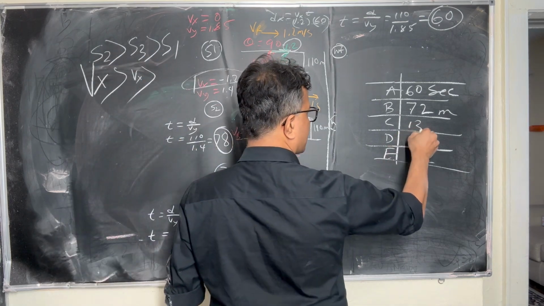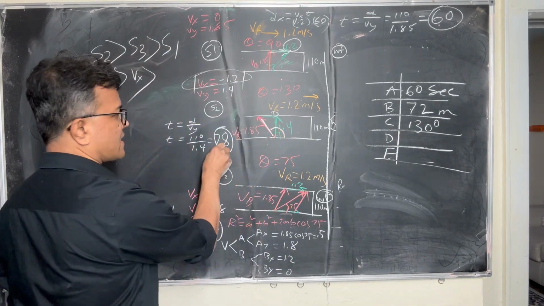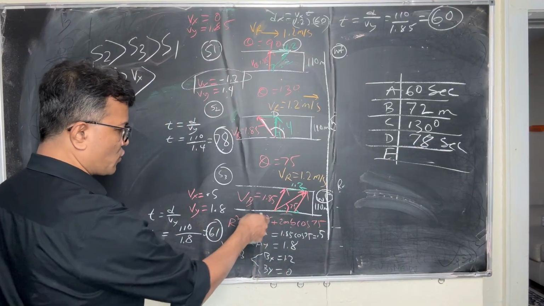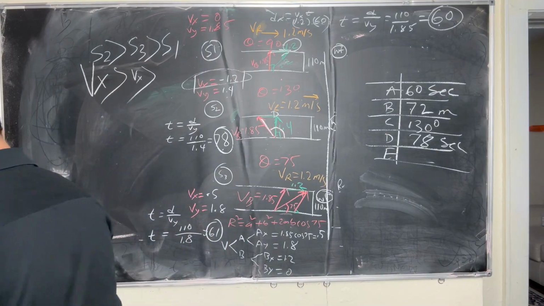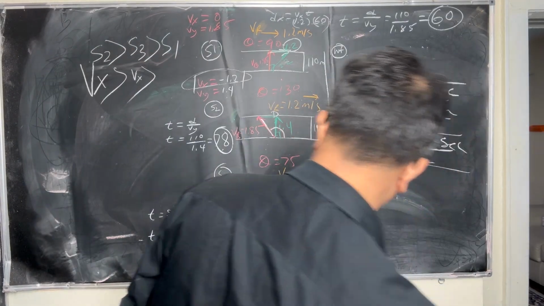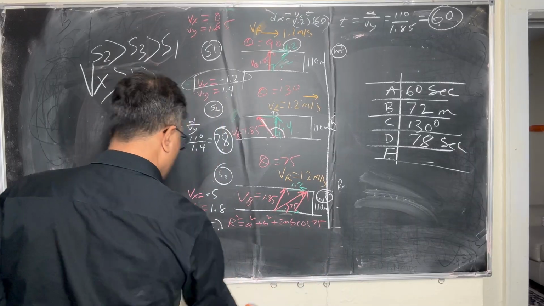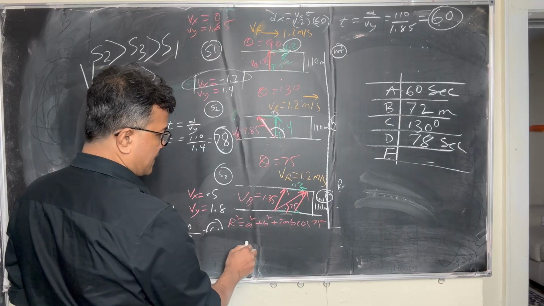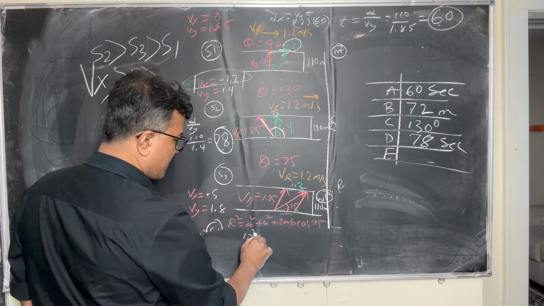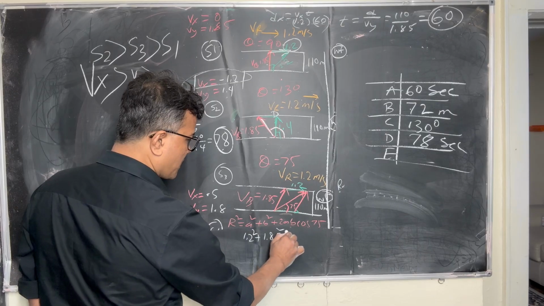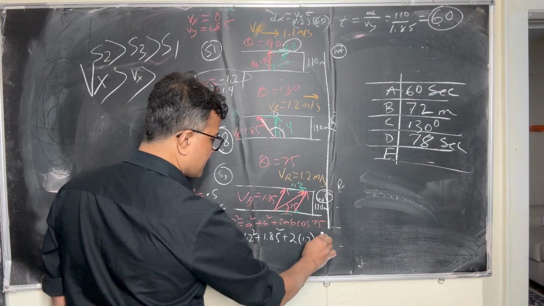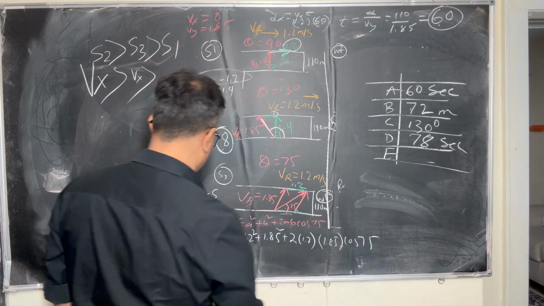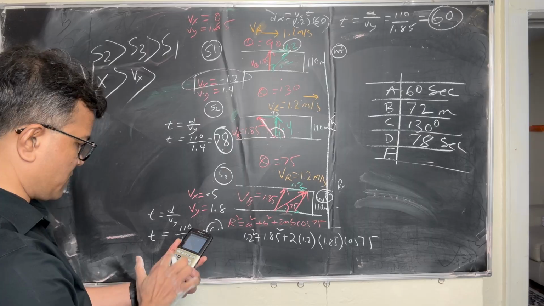So at 130 degrees, this one will take 78 seconds, as we said. At 75 degrees, now we have to find the boat velocity relative to the shore. So now we're going to use the parallelogram. What do we get? R squared is 1.2 squared plus 1.85 squared plus 2 times 1.2 times 1.85 cosine 75. Of course there are other ways of doing it, but this is one way.